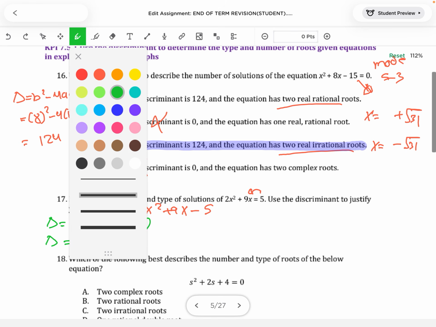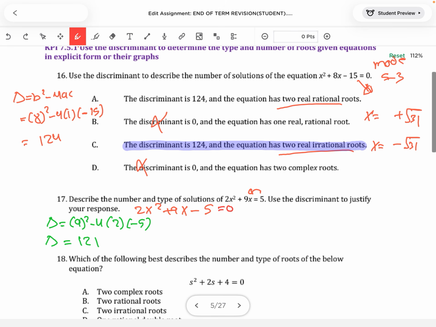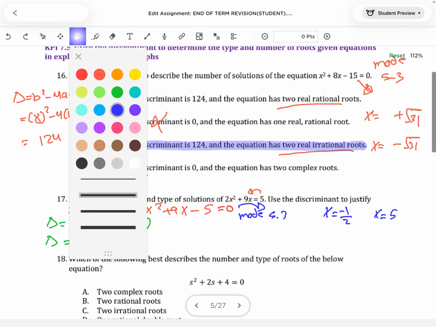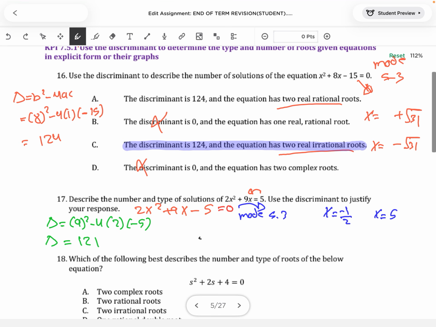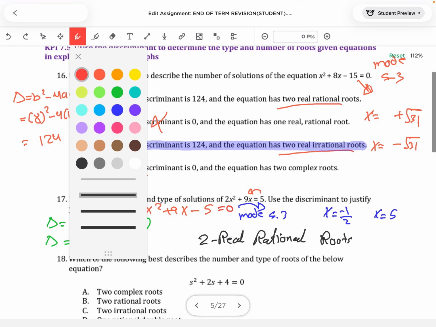How would I know that I have rational or irrational? Mod 5-3. I got x equals negative 1 over 2, x equals 5. These are real numbers. So I have two real rational roots.